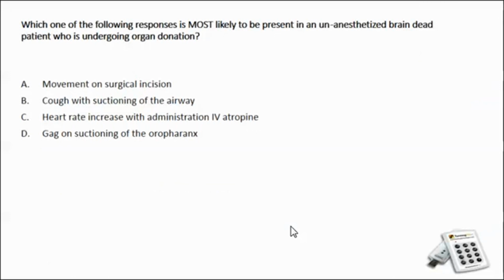We're going to have a little more test questions today because the second day is always a little bit harder, right? Which of the following is most consistent with brain death? And this is physical exams.